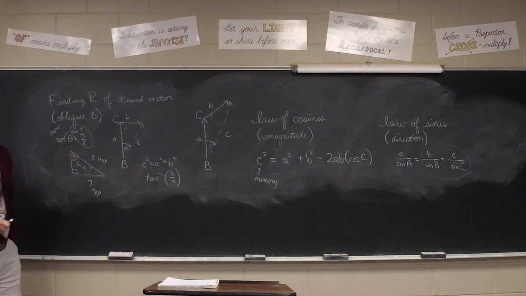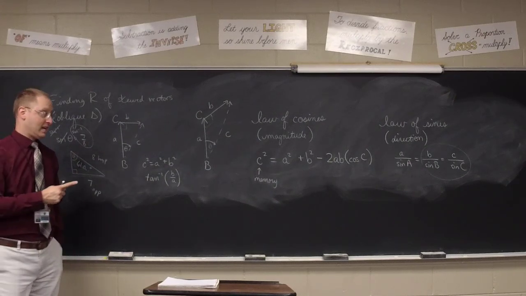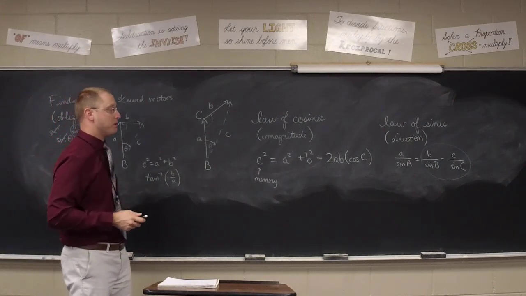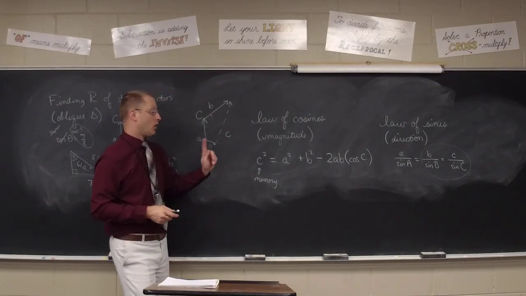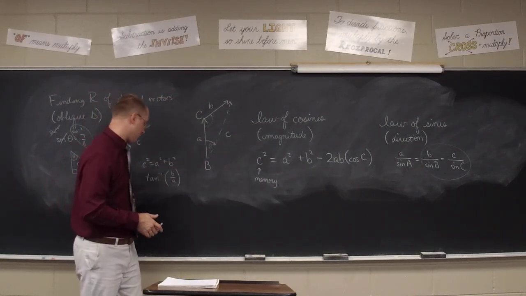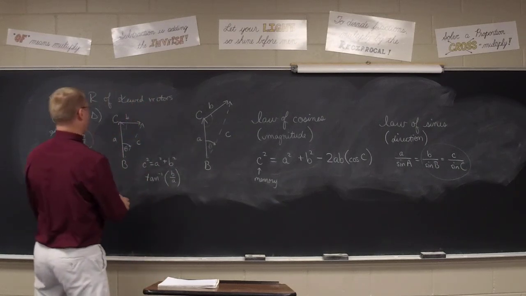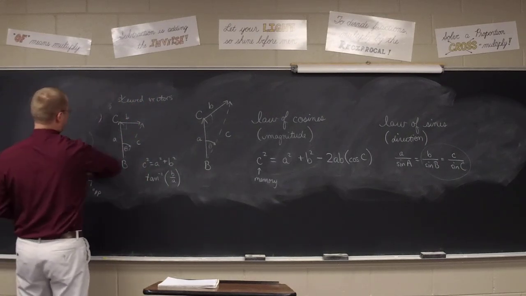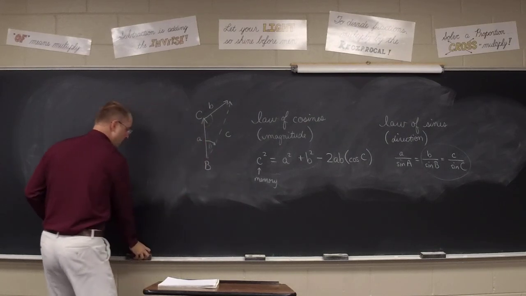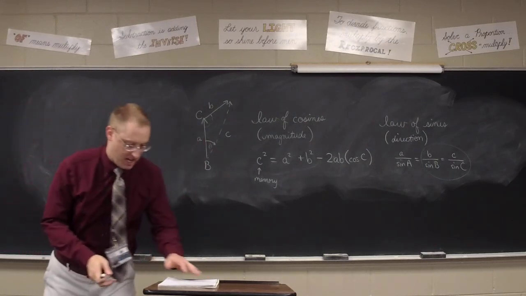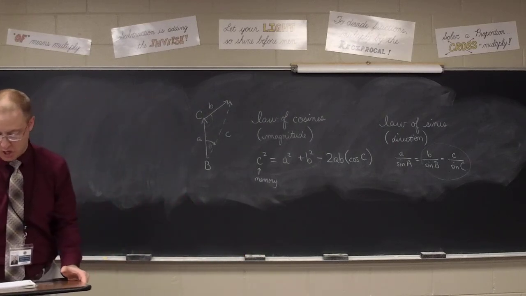Let's say the law of sines together, class. A over the sine of A equals B over the sine of B equals C over the sine of C. The law of cosines again, class. C squared equals A squared plus B squared minus 2AB times the cosine of C. And then the law of sines again. A over the sine of A equals B over the sine of B equals C over the sine of C.